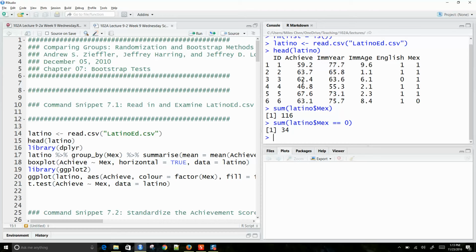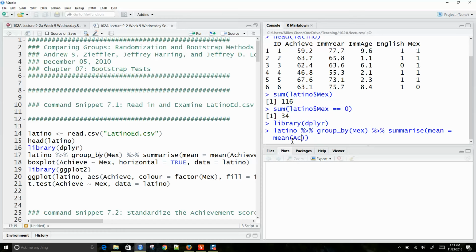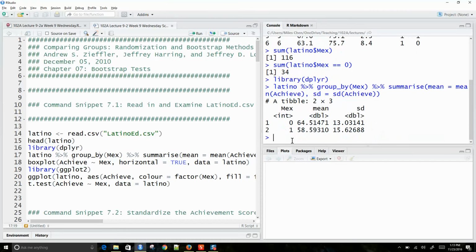And we can get the mean achievement, so I'm going to run dplyr to do this. I'm going to do a very quick Latino group by Mexico, and then we'll do summarize. Mean is going to be mean of achievement, and standard deviation will be standard deviation of achievement. Okay, so we run that, and we see for those coming from Mexico, the mean achievement is 58.59. Those who did not come from Mexico, the mean achievement is 64.5. Okay, so there we observe a difference in our sample of 116 versus 34.